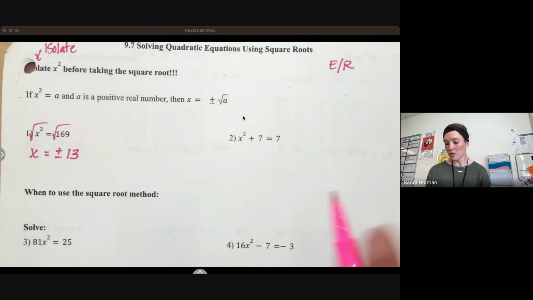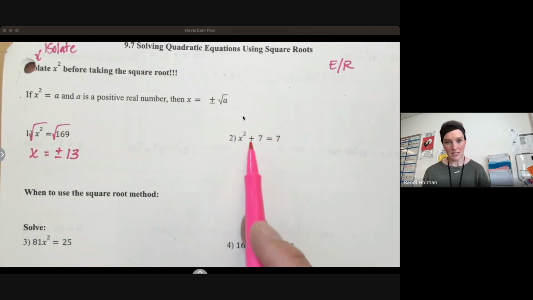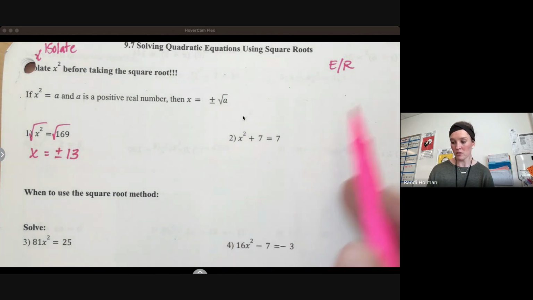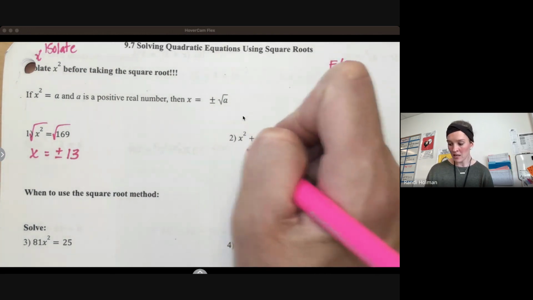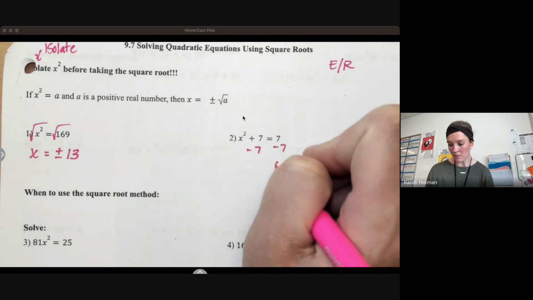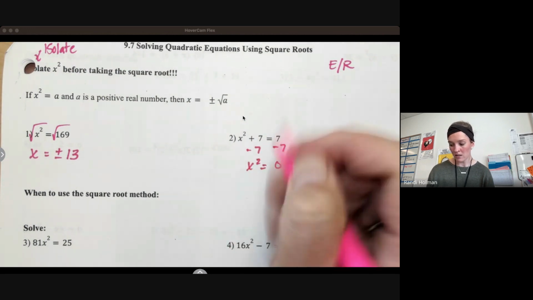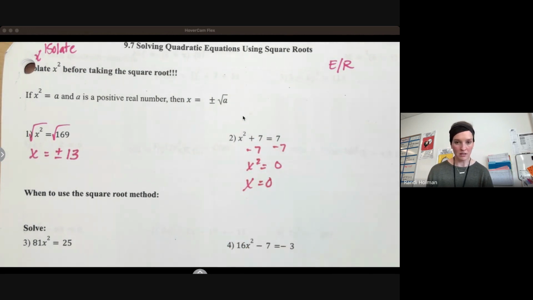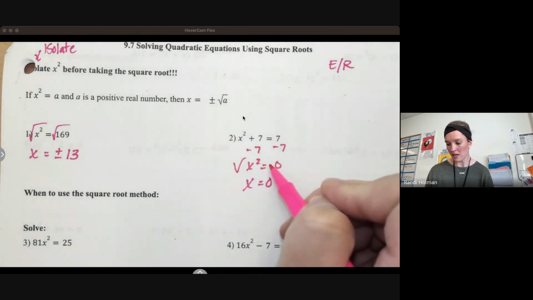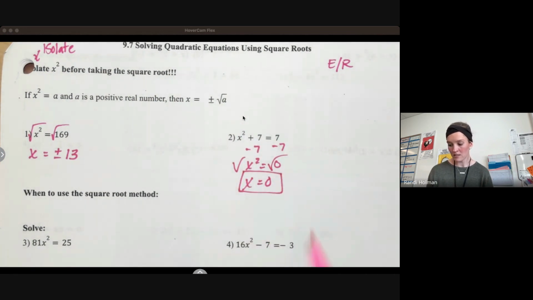Okay, a little more work on this next one. We have this additional plus 7, so we want to get that x squared by itself first, because that's the last thing we're undoing. So we're going to subtract 7. We get 0 equals x squared. So x equals 0, and I'm going to say plus or minus 0 because 0 is neither positive nor negative.